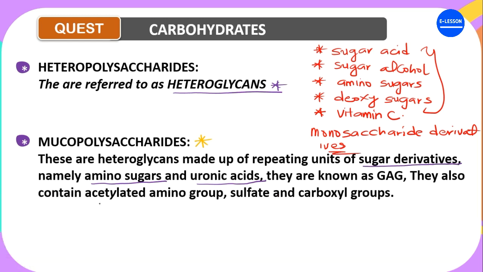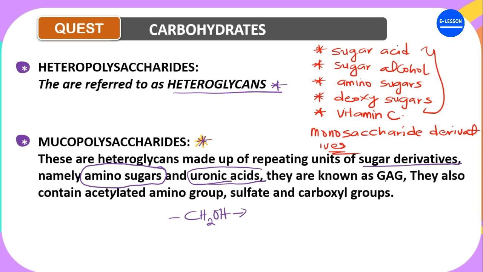Now, having looked at all these, what we are saying is that the heteroglycans, or the mucopolysaccharides specifically, are heteropolysaccharides made up of repeating units of sugar derivatives, namely the amino sugars and the uronic acid. Amino sugars are formed when the OH group of sugar is replaced with NH2, which is the amino group. Uronic acids are formed from oxidation. For instance, when you oxidize the primary alcohol of glucose, it forms glucuronic acid. So all mucopolysaccharides consist of amino sugars and uronic acid.